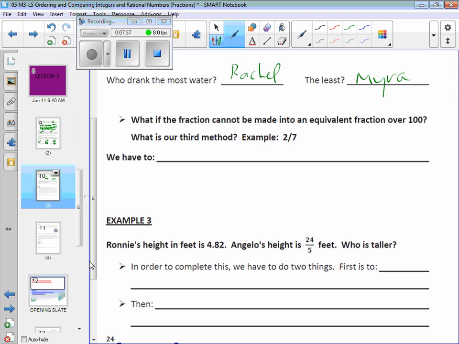My question is, what is 2/7 as a decimal? How do you do it? Forget about making an equivalent fraction right now. Assume that you have to make it a decimal. What's the method for changing any fraction into a decimal? D into N. D into N.